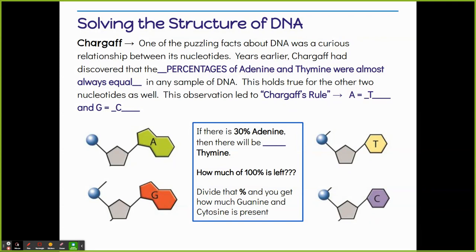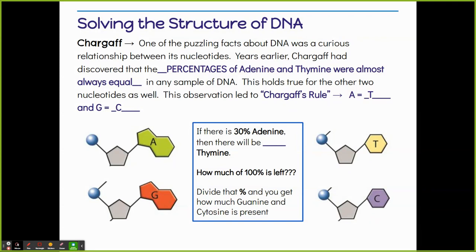So he did fruit, he did vegetables, he did animal tissue, he did trees, everything he could get a hold of. He literally looked at the DNA and he found that the percentages of adenine and thymine were always equal in any sample of DNA. And this is also true for the other nucleotides: the amount of guanine was always equal to the amount of cytosine. That is Chargaff's rule: adenine and thymine are always present in equal amounts, guanine and cytosine are always present in equal amounts.